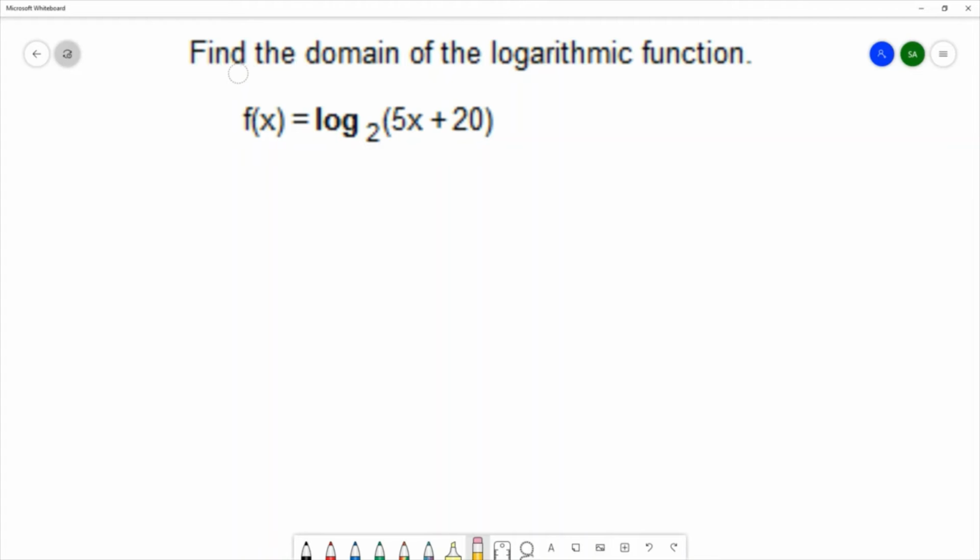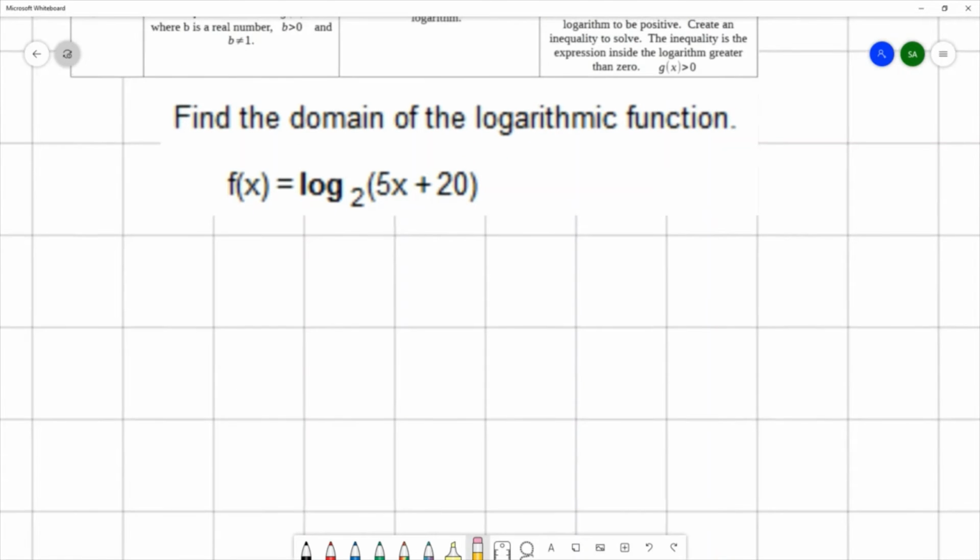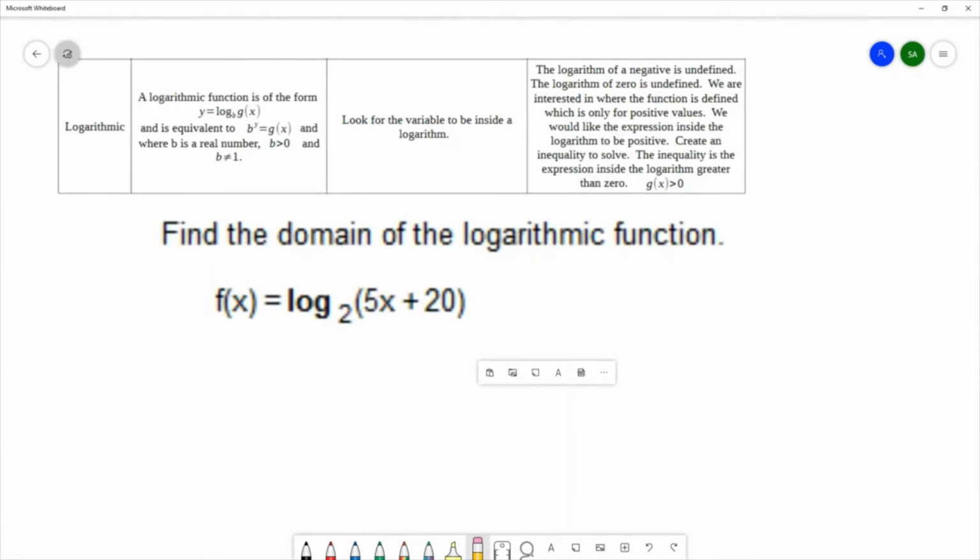For this question, we want to find the domain of the logarithmic function f of x equals log base 2 of 5x plus 20. I've got some information on logarithmic functions. We have the definition of a logarithmic function.